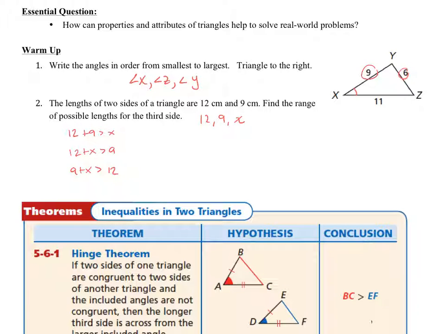And then we check these, so we get 21 is greater than X. And here, subtract 12 from both, and then we have our negative. X is greater than negative 3. And then subtract 9, and X is greater than 3. So our range, small number first, 3 is less than X, which is less than 21.